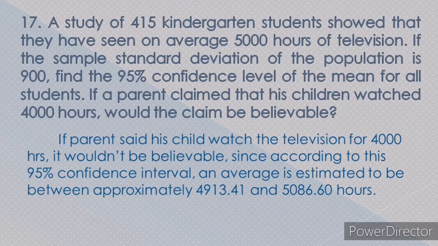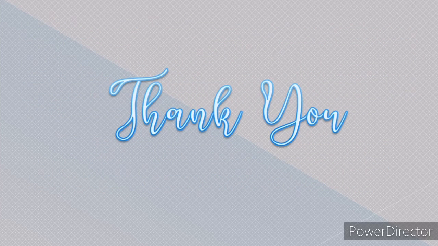So for item number 17, if the parent said his child watched television for 4,000 hours, it wouldn't be believable, since according to this 95% confidence interval, the average is estimated to be between approximately 4,913.41 and 5,086.60 hours. And that would be all.